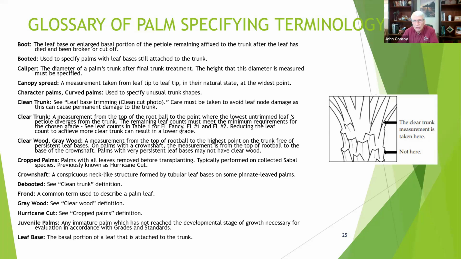A boot is the first one that shows up there. I think most of us know what a boot is. That's simply the remaining portion of the leaf petiole on the trunk of the tree. Booted means those boots remain in place, usually at the top of the stem or the top of the trunk.